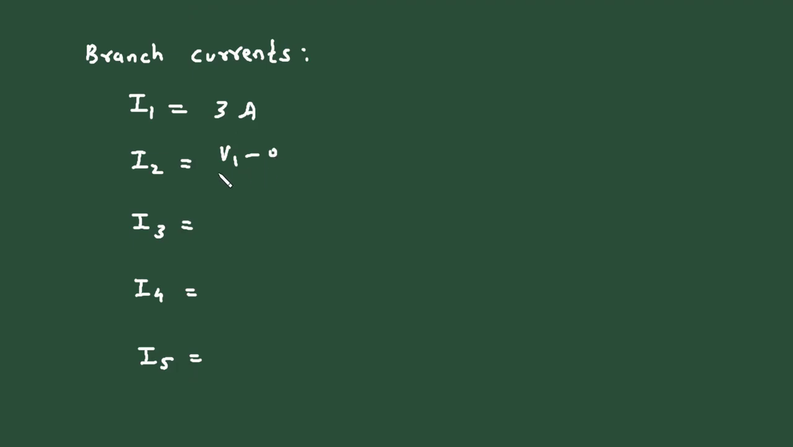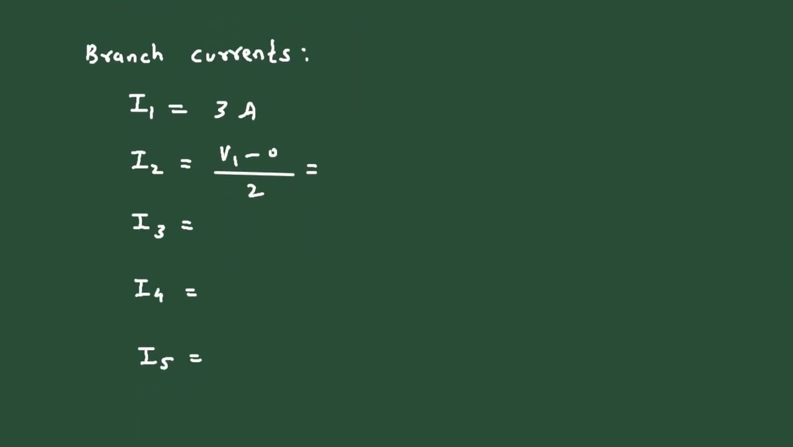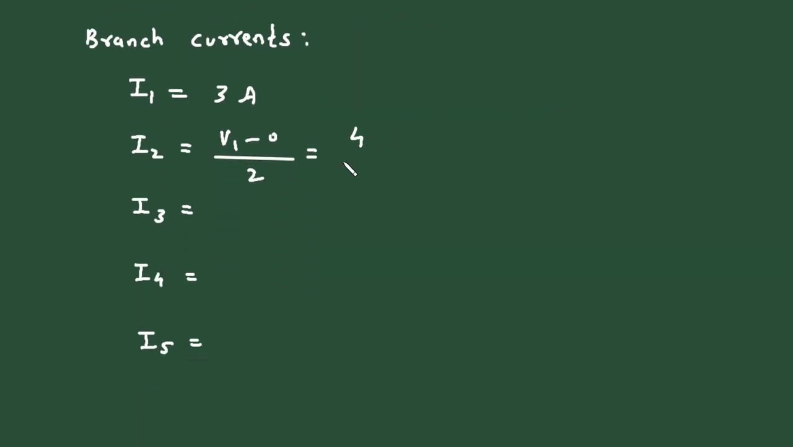V1 minus 0 divided by 2. The value of V1 is 4 volt. So 4 minus 0 divided by 2, so it will be 2 ampere.